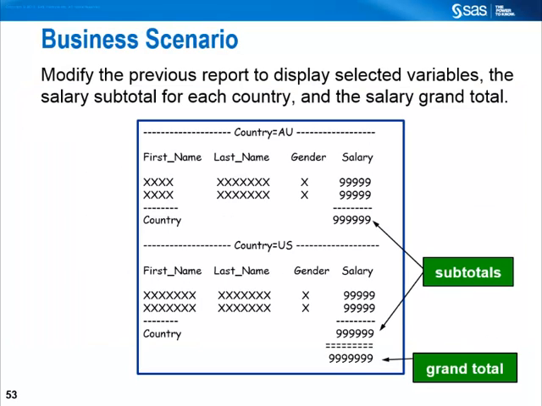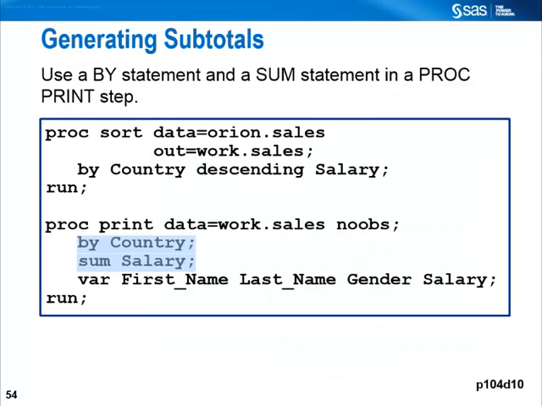Modify the previous report to display the selected variables, the salary subtotal for each country and the salary grand total. So this is the basic requirement. We want our salary total for Australia and US individually and then their grand total. Generating subtotal: use a BY statement and a SUM statement in the PROC PRINT step.